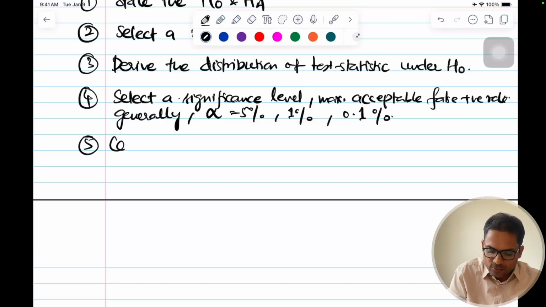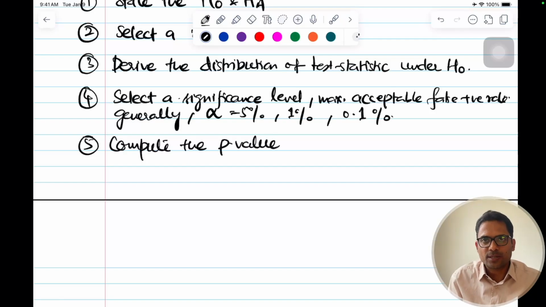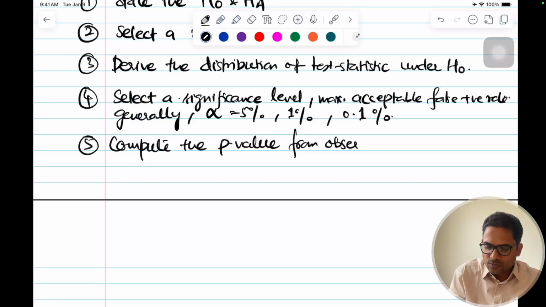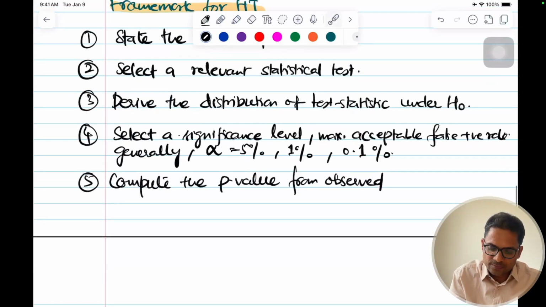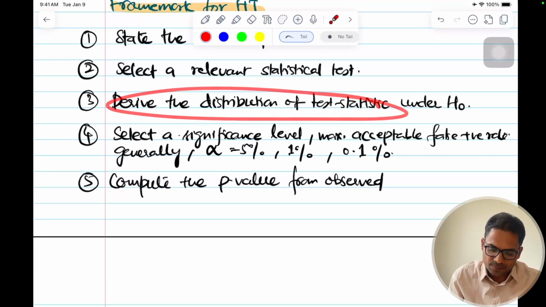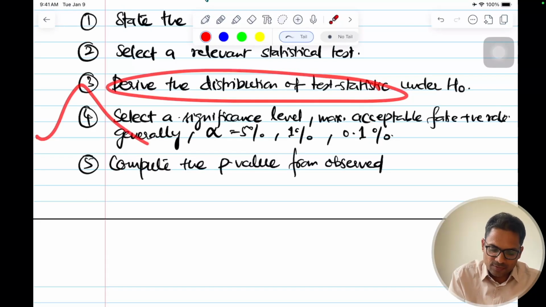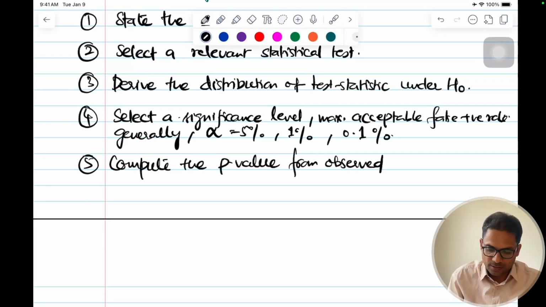Now compute the p-value. The fifth step is compute the p-value. I'll discuss about what is the p-value also. All the terms will be clear. Compute the p-value from the observed value of the test statistic. Once you have the distribution of the test statistic under the null hypothesis, from that you will compute the p-value from the observed value of the test statistic.